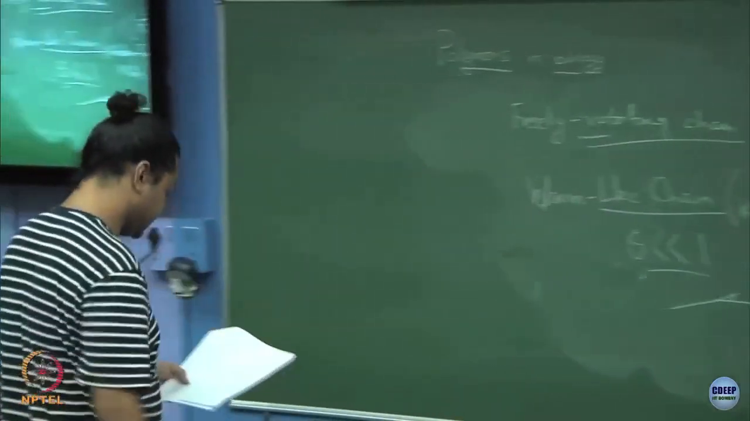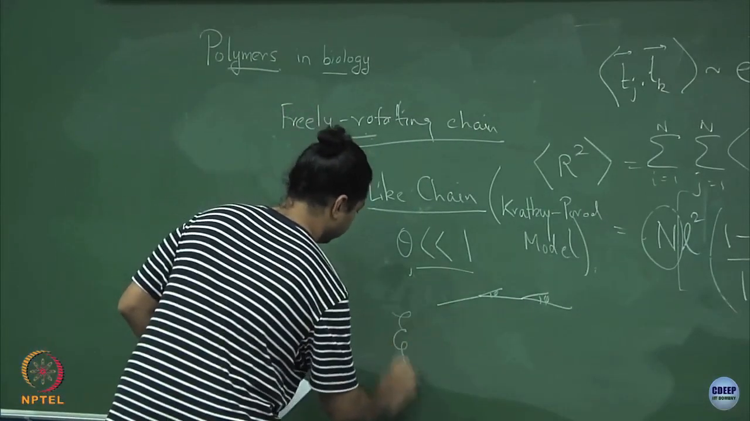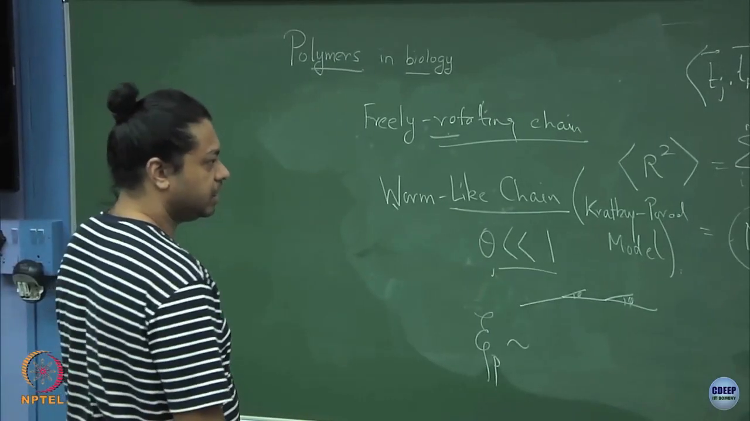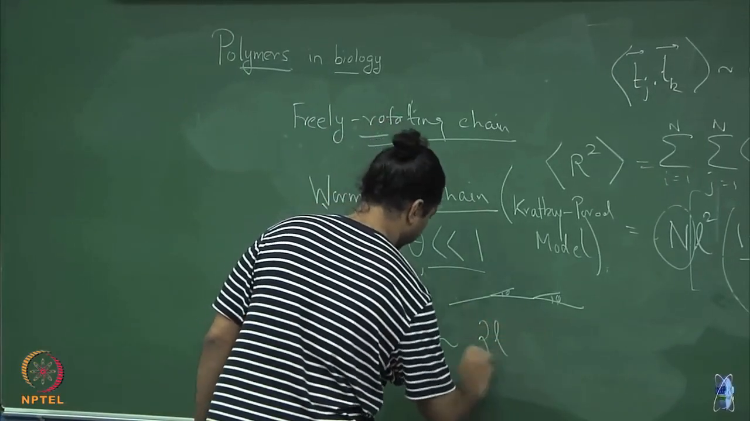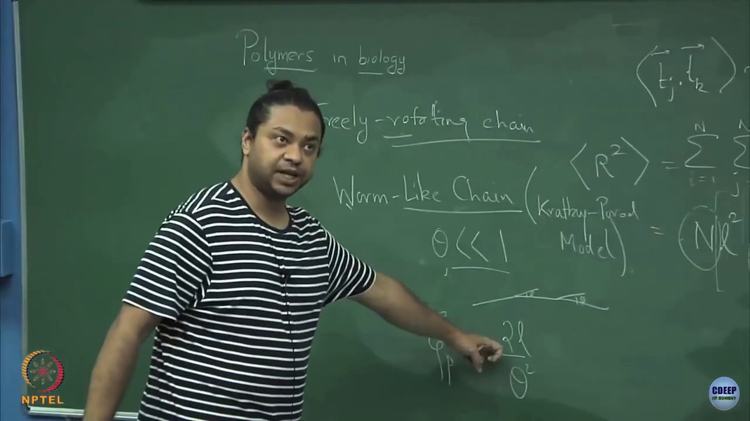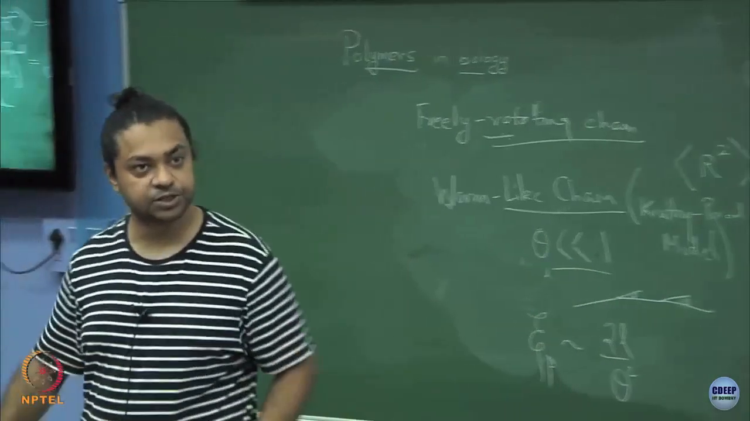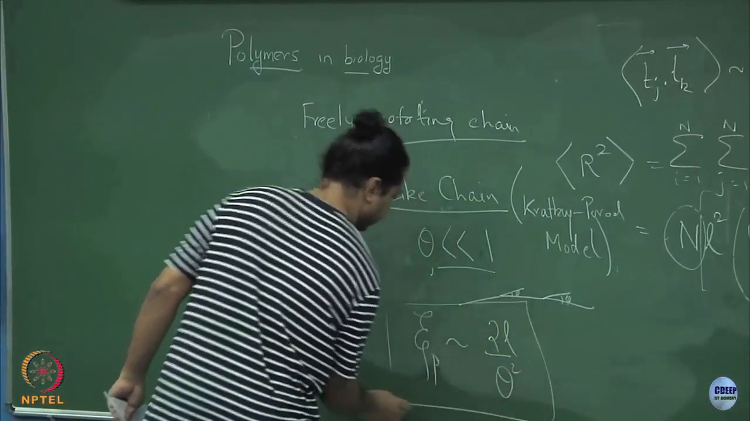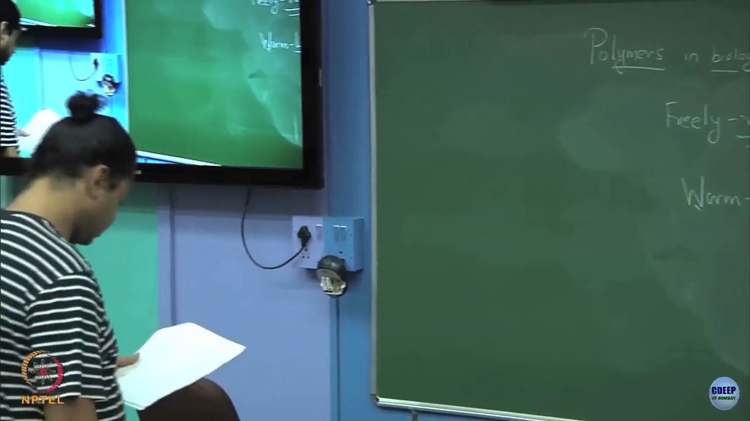There is this theta much, much less than 1 limit, and in this limit you can write down the xi p. So, xi p is, remember, minus L by log of cos theta. If you take a small theta approximation, that turns out around 2 L by theta square, which for small theta is pretty large. So, because this chain is very stiff, I expect my correlations to persist for a longer length. And that will come out in this xi p, that this xi p for small theta is going to be pretty large. So, this is called the worm like chain model in polymers.